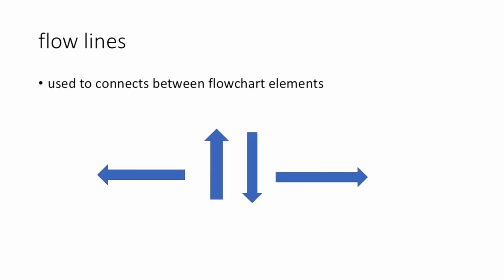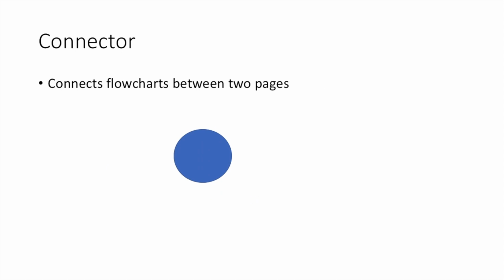Flow lines are the lines in between each of the contents. So they connect the flowchart elements. This is easy and it will be used everywhere. And the last thing is the connector. This is in case you are doing a very big flowchart and you don't have space on the first page, so you will connect it to another page, and so on. Hopefully we'll reach this level.